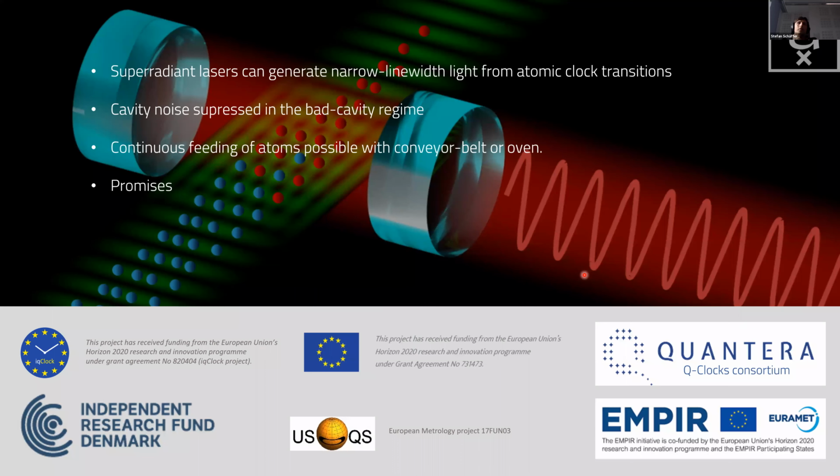Okay, so with that, I'd like to finish off. I hope I've shown you that superradiant lasers can generate this narrow line with light from atomic clock transitions, these narrow clock transitions. One of the big advantages is this cavity noise suppression that we can achieve in the bad cavity regime. And you could do that by continuously feeding atoms through a cavity with either this conveyor belt or oven. Those are some of the most intriguing approaches at the moment.